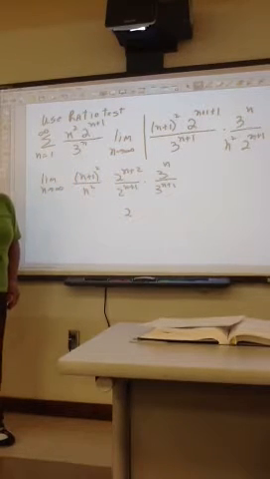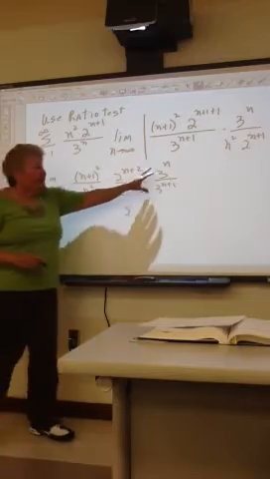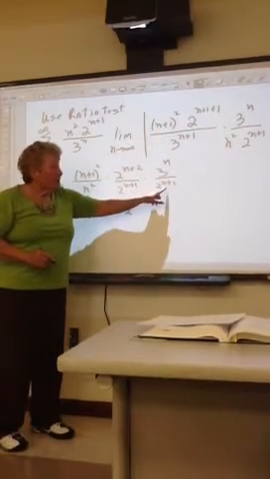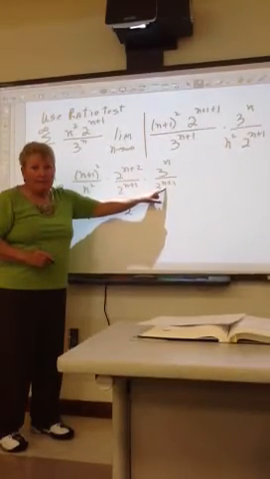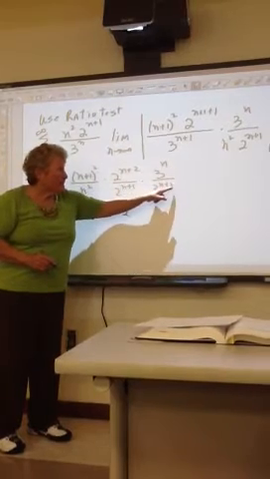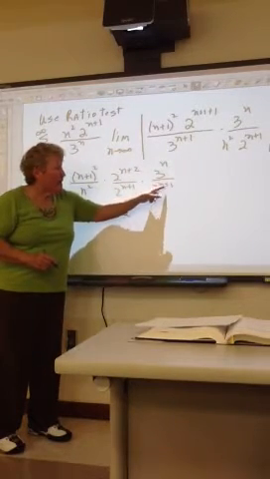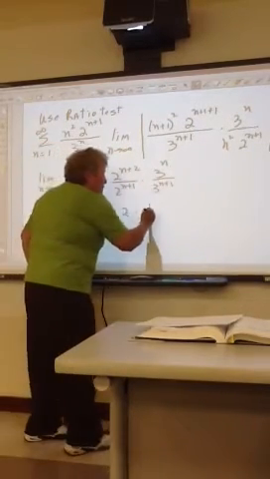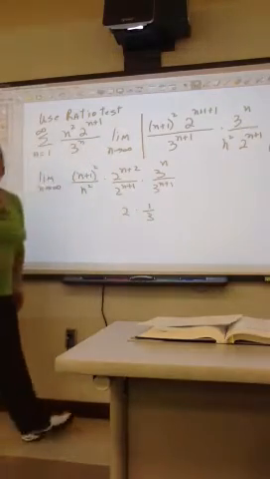How'd you do? This piece, the larger exponents are in the bottom. So when we subtract that n from up there, we get a 1 over 3 to the first.